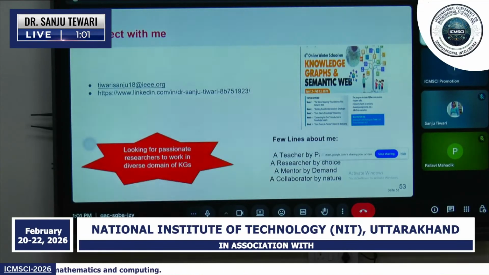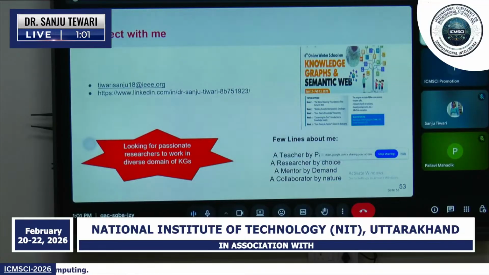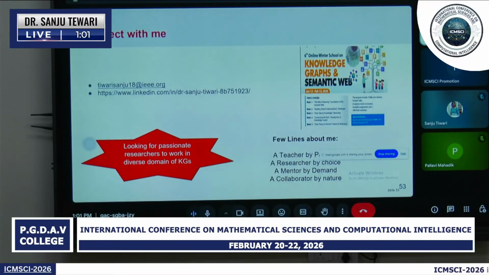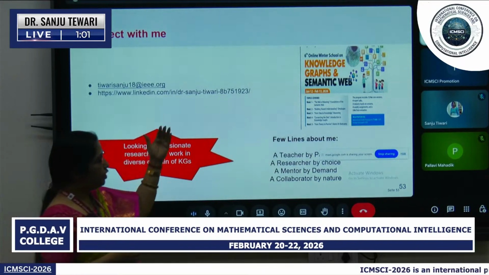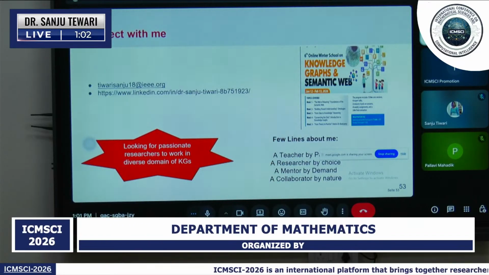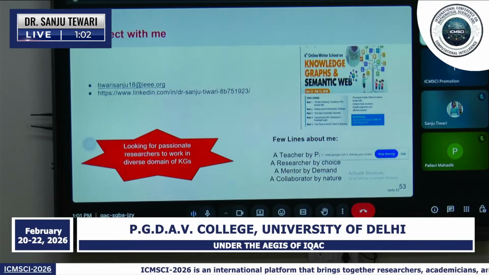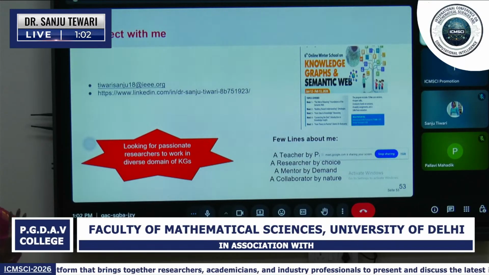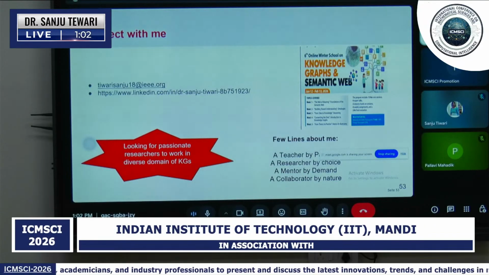Anyone can connect with me. I just ran this knowledge graph and semantic web winter school in online mode to cover these modules for Sharda University. I am also seeking researchers working in diverse domains of knowledge graphs, because I have some references and some projects where students can do internships. So thank you very much.